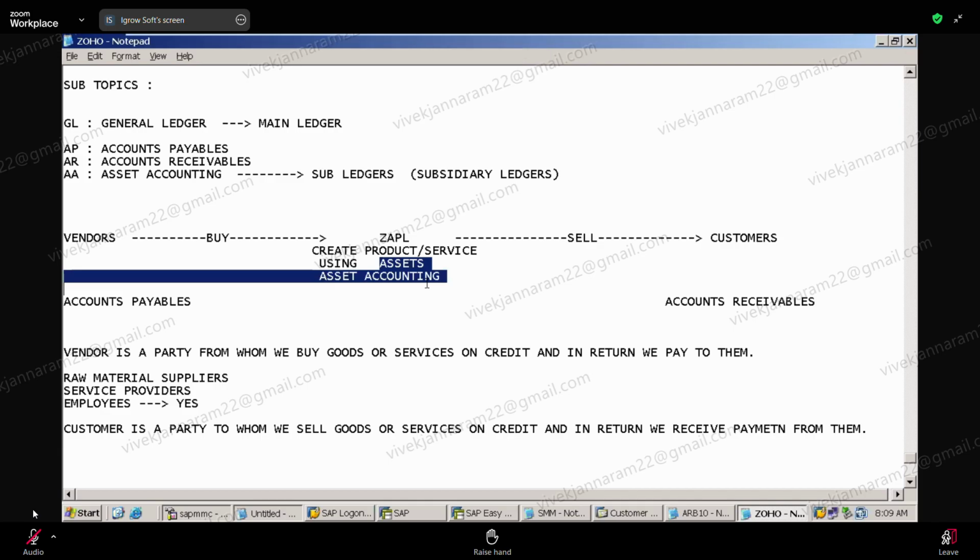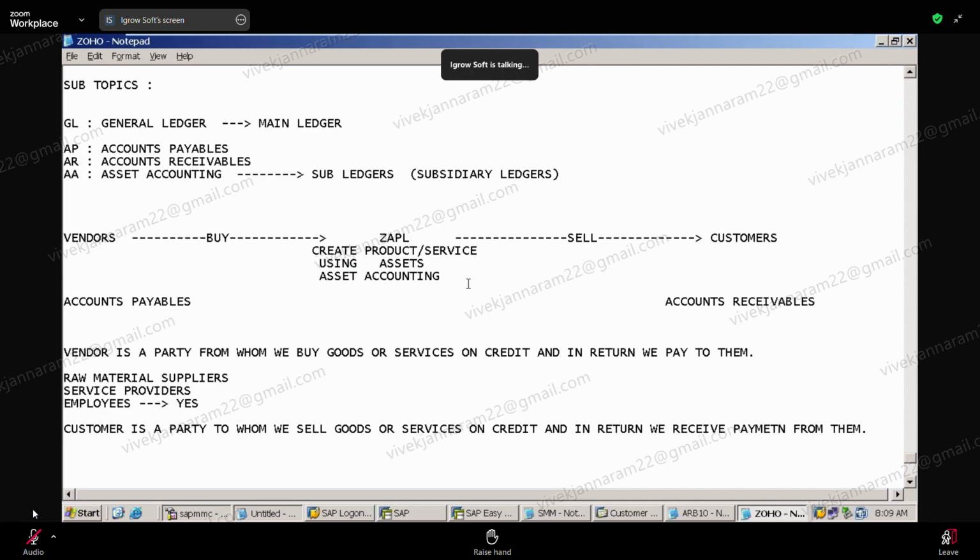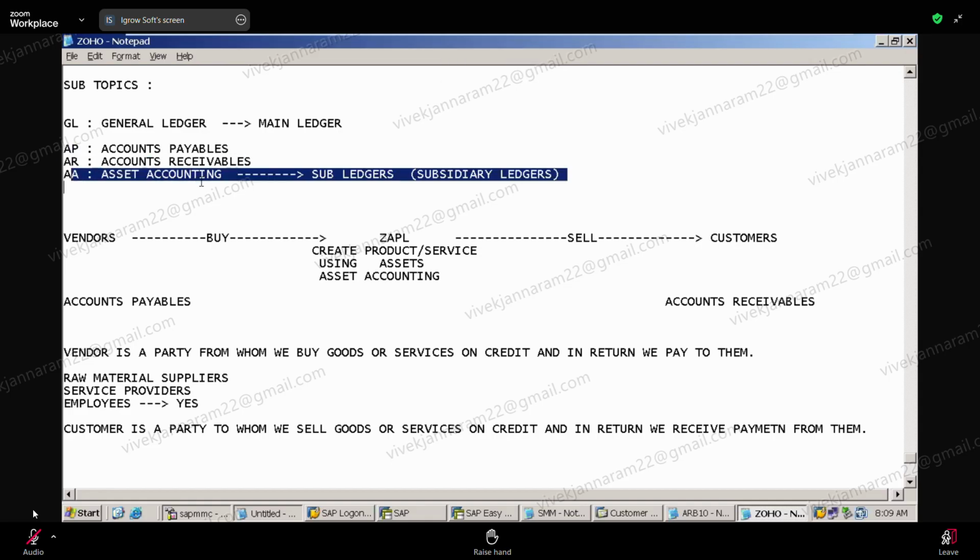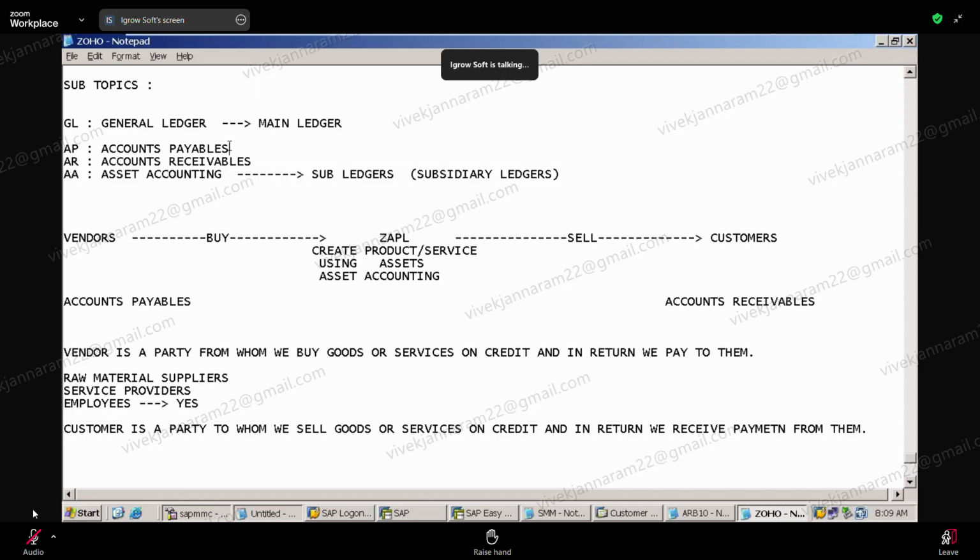So indirectly we discussed these: accounts payables, accounts receivables, asset accounting. You understand? In accounts payables, who will be there? Vendors. In accounts receivables, who will be there? Customers. In asset accounting, what will be there? Assets. Is that clear?